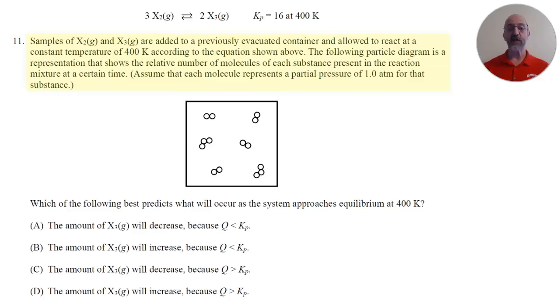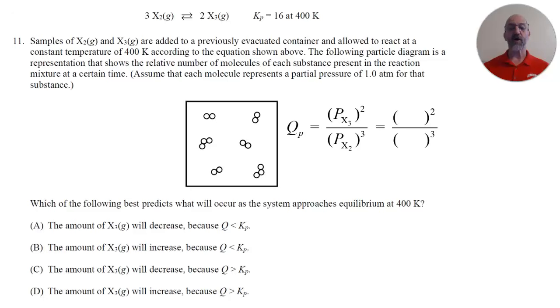And again, like we saw in question 10, assume that each molecule represents a partial pressure of 1 atmosphere for that substance. So I will write the expression for Q as follows. The partial pressure of substance X3 squared, because it has a coefficient of 2. Again, it's products over reactants. And then the denominator is going to be the partial pressure of substance X2 cubed, because it has a coefficient of 3.